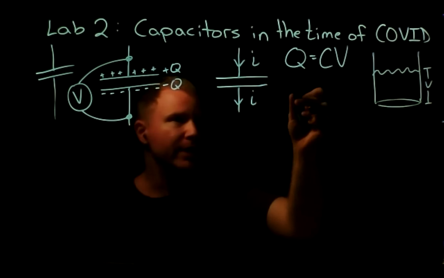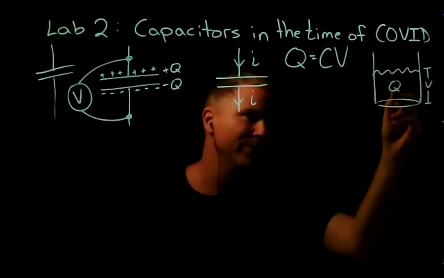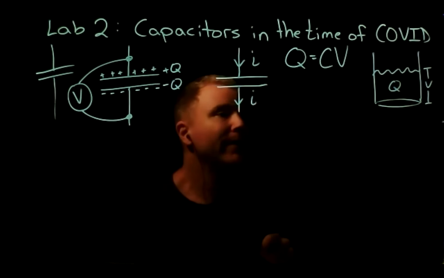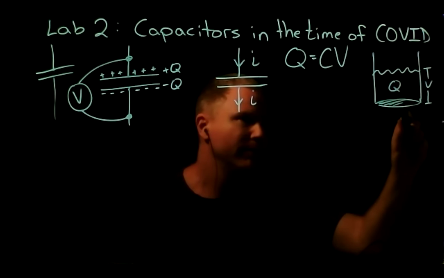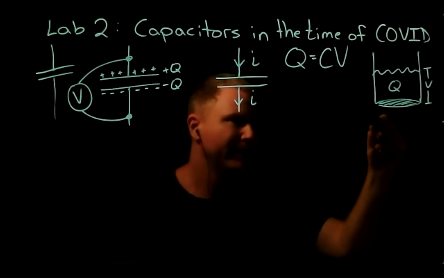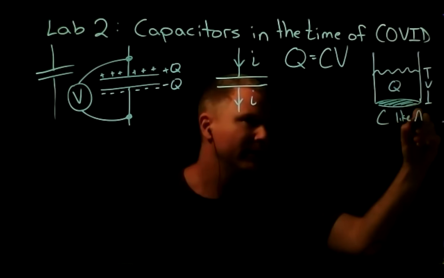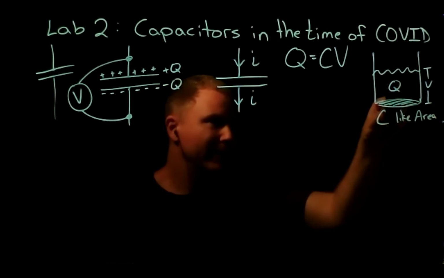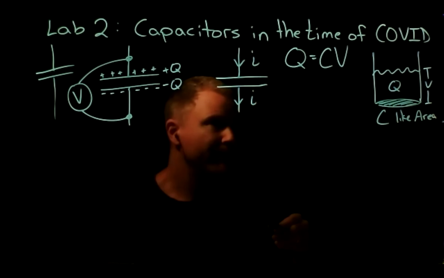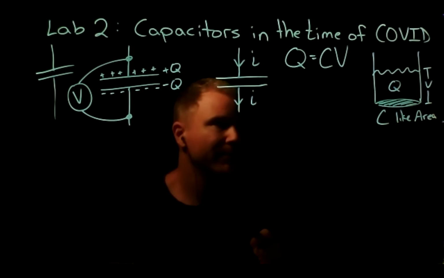And the amount of charge, if current is the flow of water, then charge is just, you know, the water itself. Then what is capacitance? Well, in a tank, I would say that the best analogy here is the area of the bottom of this tank. So C is like area. And that way the total amount of charge here is proportional to the area of the tank times the height.